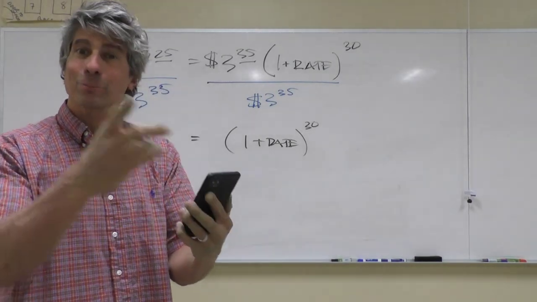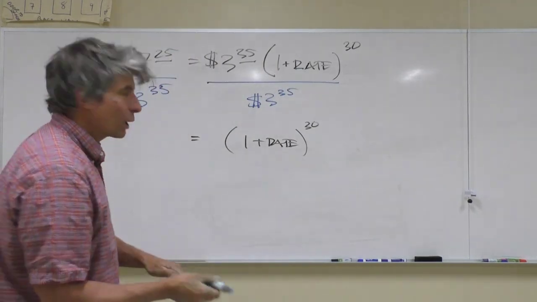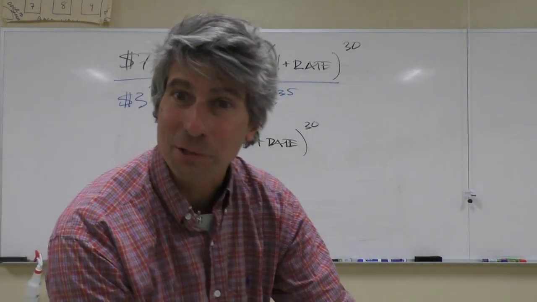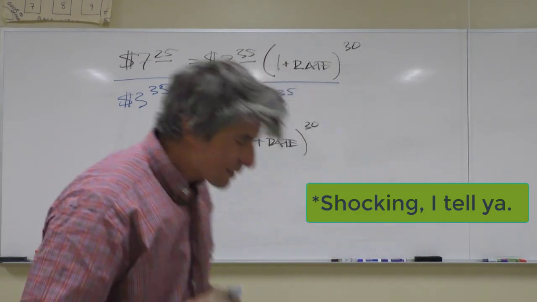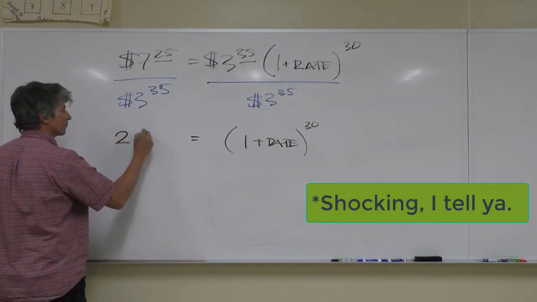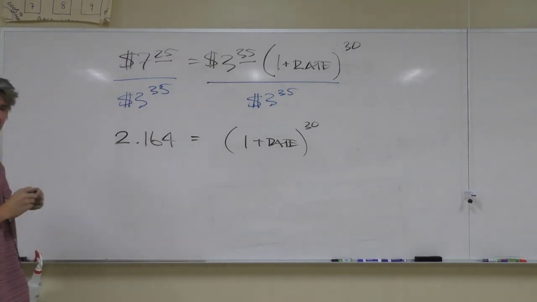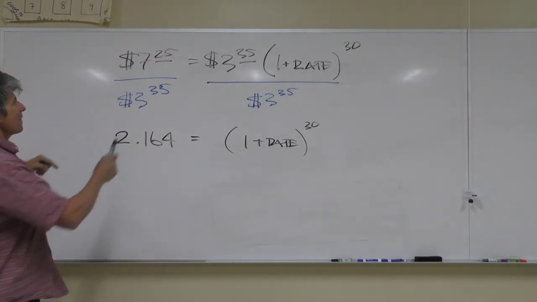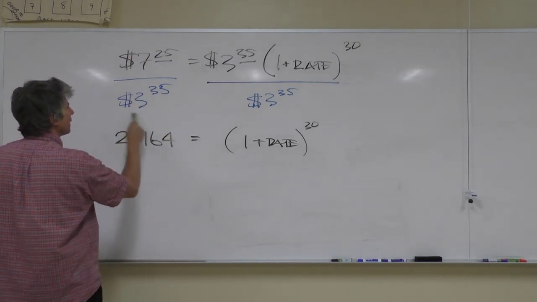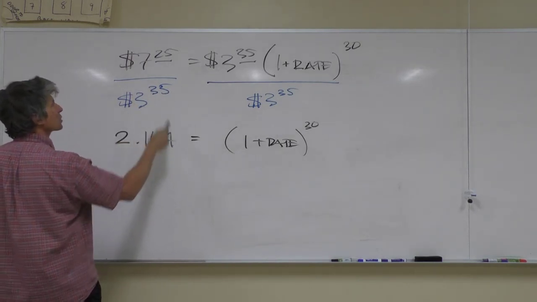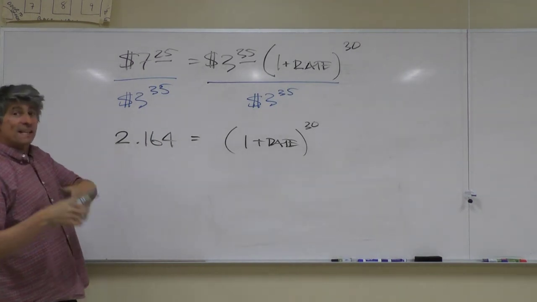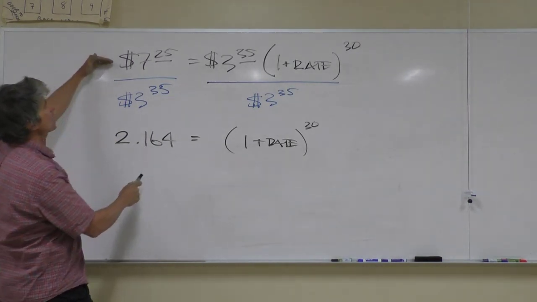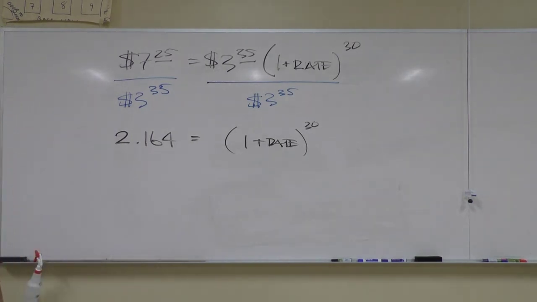Where's the dollar sign? You gotta remember, you divided it off. The dollar signs divide off, and all you have left is about 2.164. I'm rounding it off, if that's okay. 2.164. What does that mean? That means that this number is 2.164 times smaller than that number. Or, said a different way, this number is 2.164 times more than that number.